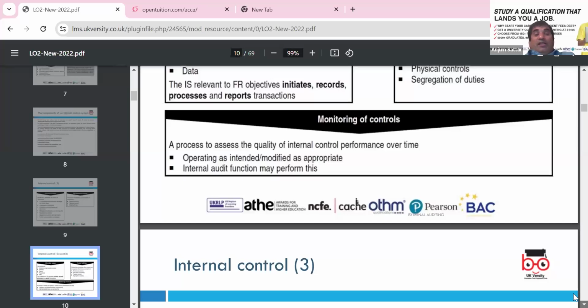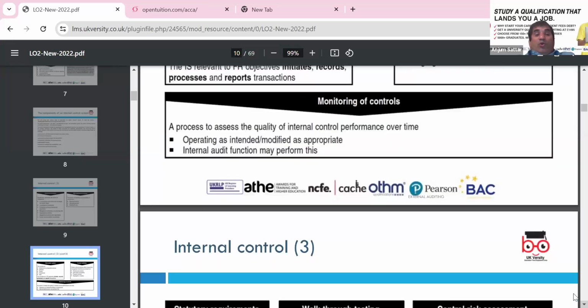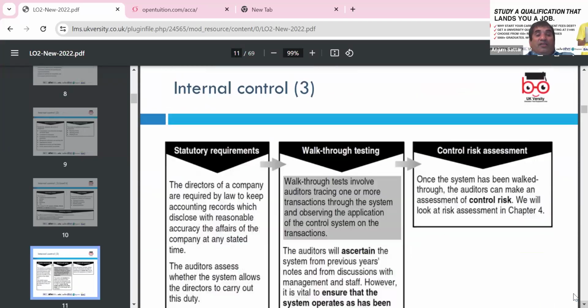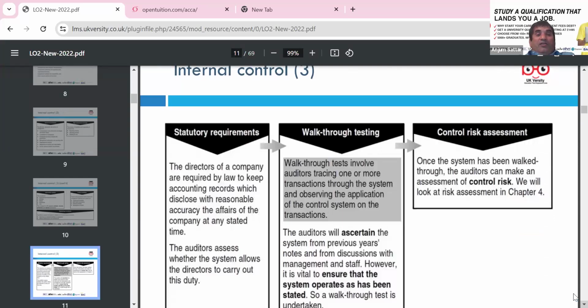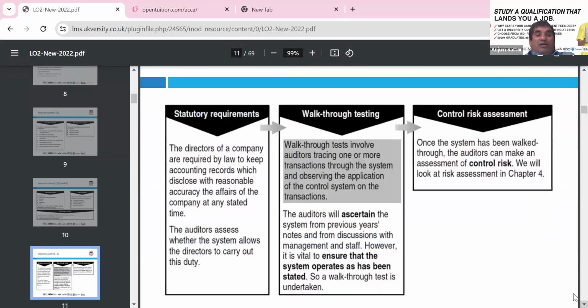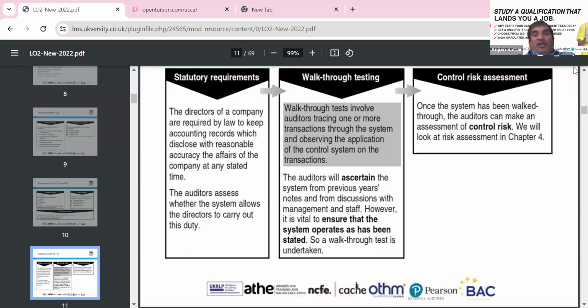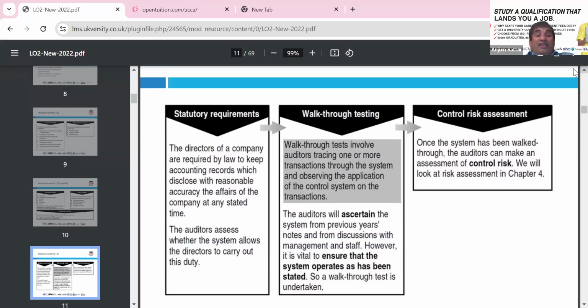Okay, so operating as intended and modified as appropriate, the internal audit function may perform this. So we can look around internal control and statutory requirements by law. Directors of companies are required by law to keep accounting records which disclose with reasonable accuracy the affairs of the company. Keeping the records of the company, as the Companies Act 2006 says, we have to meet those requirements.